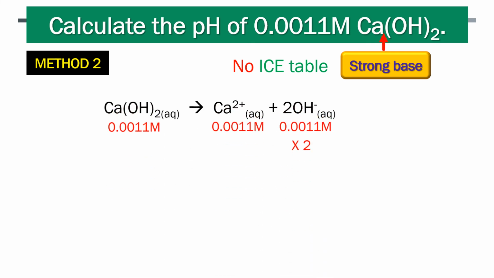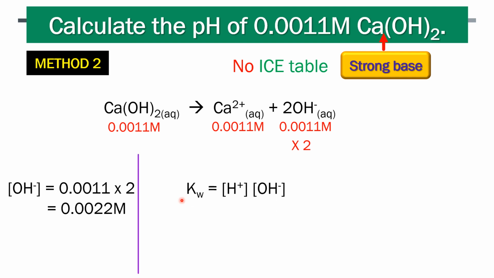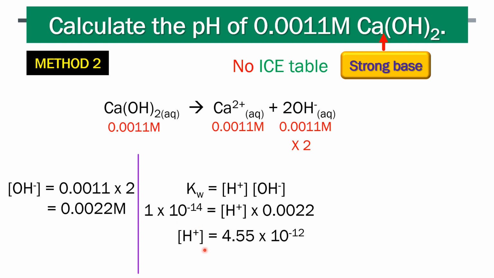The first one sama juga, write dissociation equation. Lepas tu, calculate the concentration of OH minus. Dalam method 1, concentration of OH minus ni kita masukkan dalam formula pOH. Tapi dalam method 2, concentration OH minus kita masukkan dalam formula Kw. Kw is equal to concentration H plus times concentration OH minus. So, nilai Kw kita dah tahu iaitu 1 darab 10 kuasa negatif 14. Concentration OH minus adalah 0.0022. So, kita masukkan dalam formula. So, kita dapati concentration H plus adalah 4.55 times 10 power of negative 12.